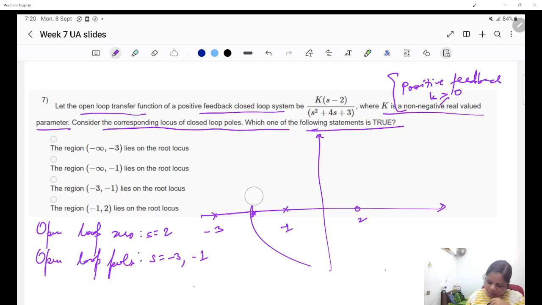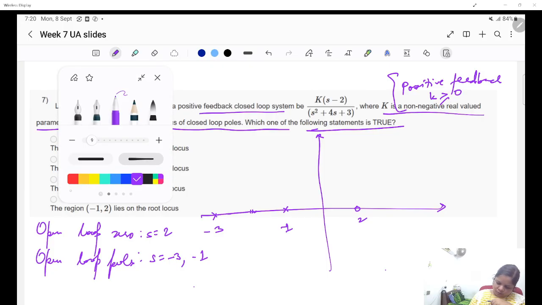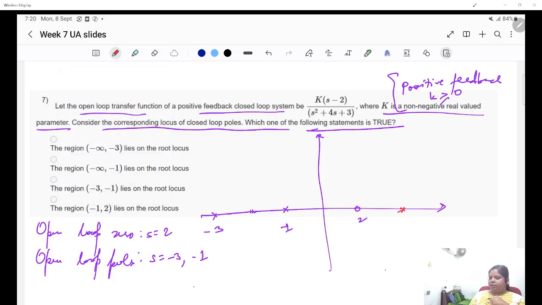So from here, initially you can get intuition of what root locus could be, but let's now move step by step. Since the question asked which of the following statements is true for the region lying on the root locus, let's move to that. So if I have a test point here, the number of poles and zeros lying to the right of it is 0, which means this region would be there, 2 to infinity.